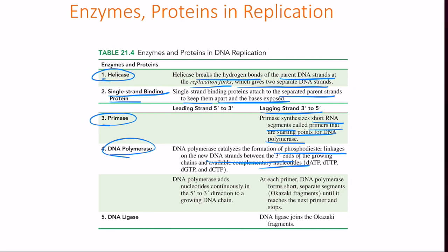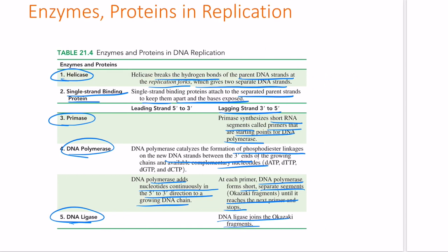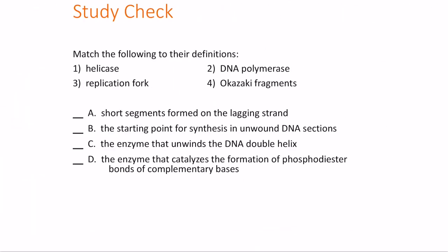Now DNA polymerase adds nucleotides continuously in the 5' to 3' direction. But at each primer on the lagging strand, DNA polymerase will form short separate segments, and stop when it reaches the next primer. So the DNA ligase is the one that basically checks the lagging strand and makes sure that it bonds the lagging strand so it is not separate. So pause the video right here and try to answer these questions.